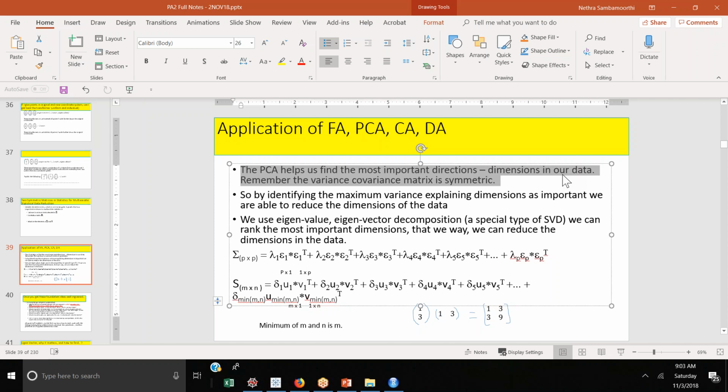Get it? Longest direction. The first principal direction is the one that has the maximum length of the dense data. Maximum length of the dense data.